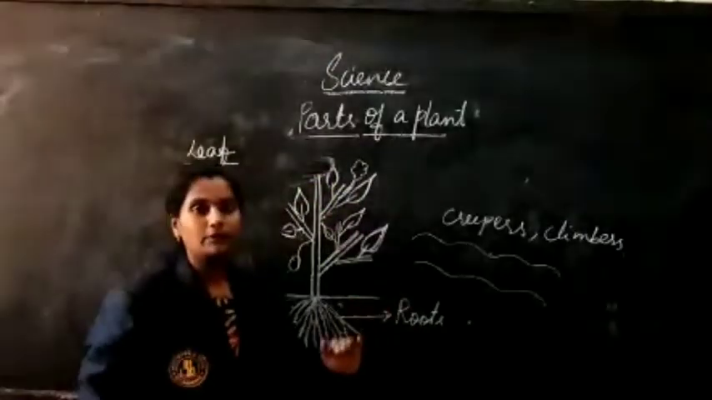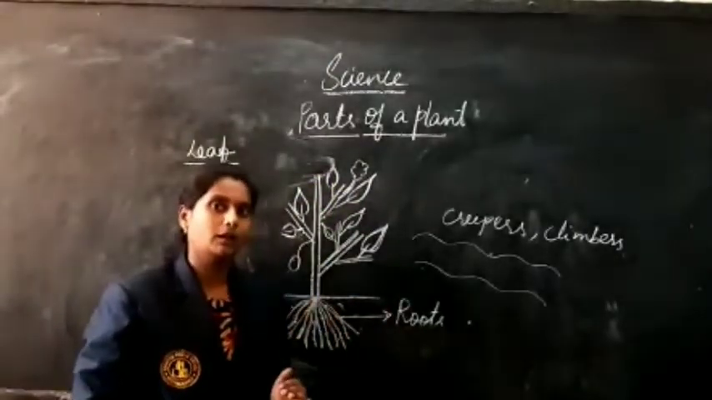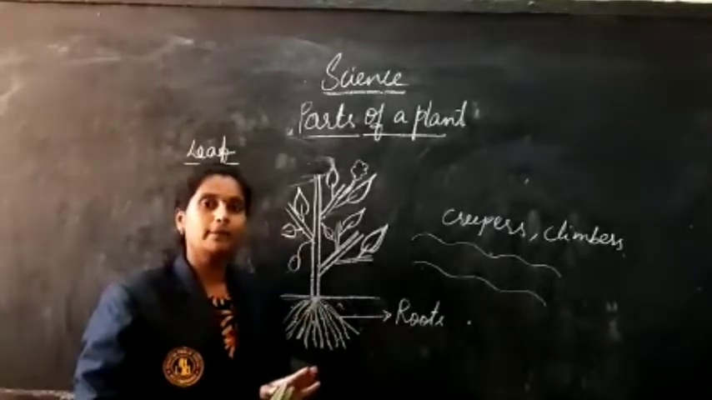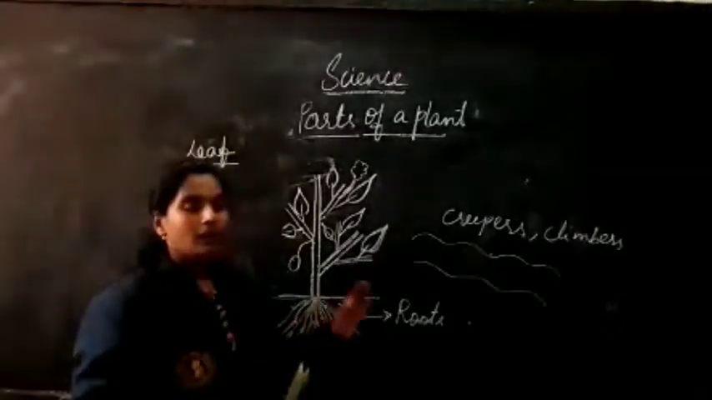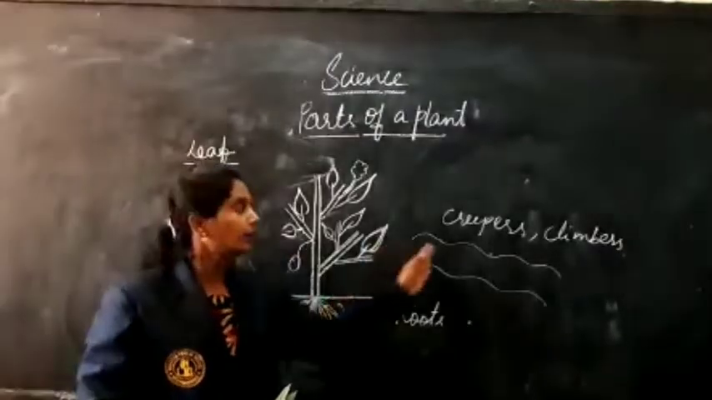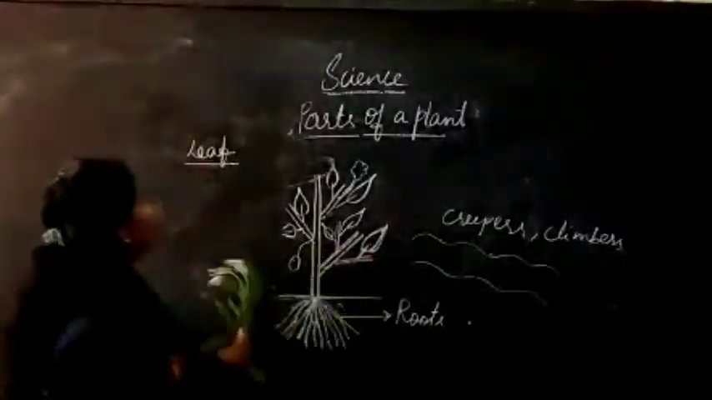Okay. So some plants have a weak stem, they don't have any strength in the stem. That's why they will be creepers and climbers. Now coming to the leaf.